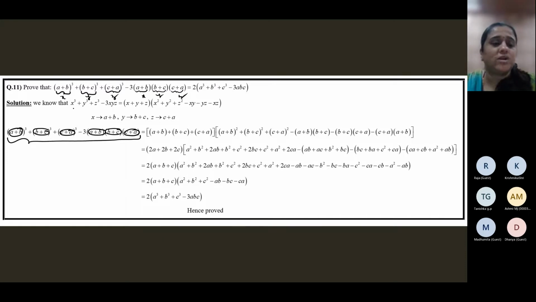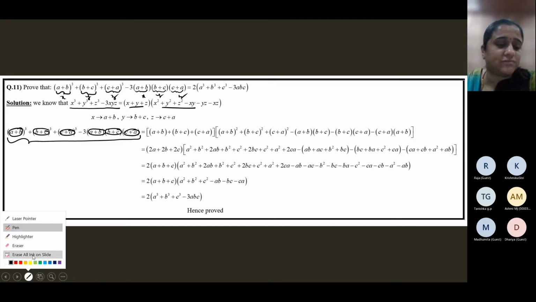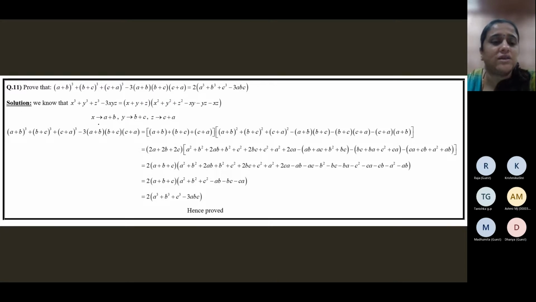And what is x cubed plus y cubed plus z cubed minus 3xyz? It is x plus y plus z into x squared plus y squared plus z squared minus xy minus yz minus xz. That's the identity, so we'll use it. Where I told you x is this, y is this, and z is this. So we take up the left hand side, which is what is given.